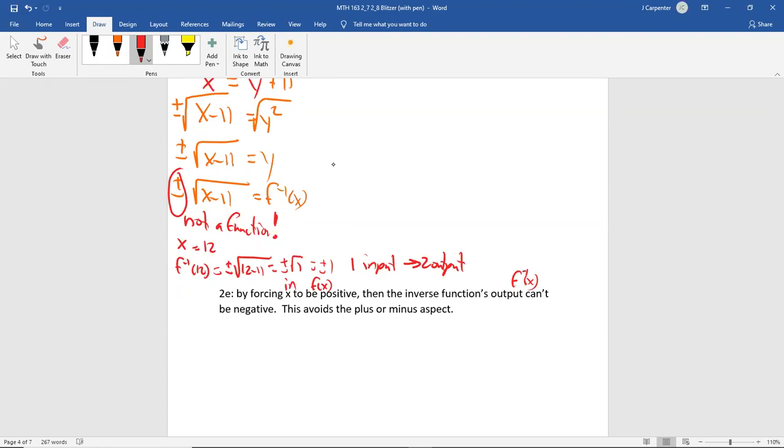If we force x to be positive in the regular function, that means the y, or the function's output, can't be negative for the inverse. So again, that same restriction is here. It's just now that the restriction becomes f inverse has to be bigger than or equal to 0. Saying that x is bigger than or equal to 0 in the function means that the inverse has to be bigger than or equal to 0. That is what avoids the plus or minus aspect.